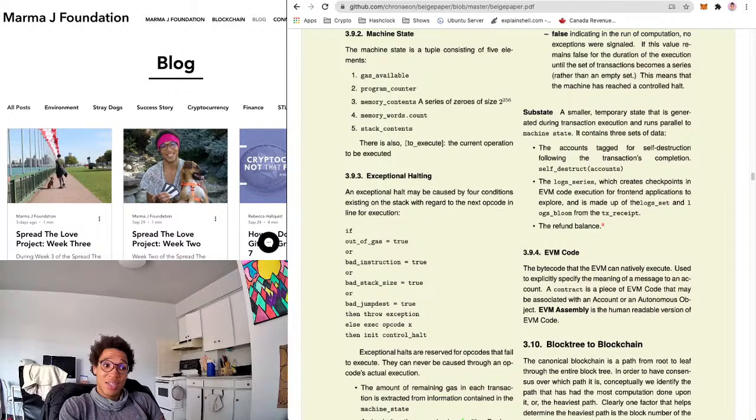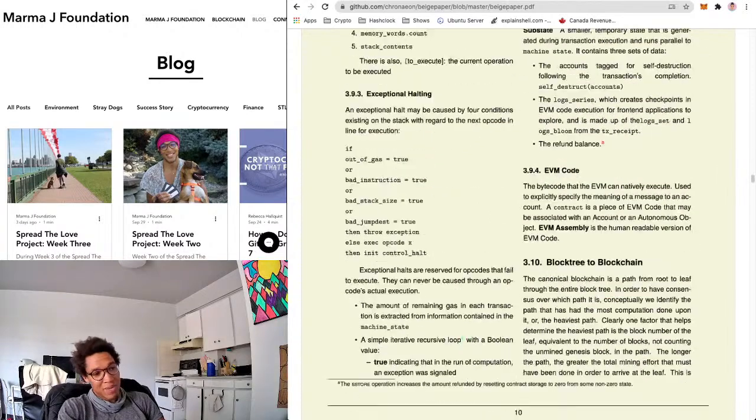Honestly, seeing stuff laid out like this is so much simpler. All these words at the top, you could have just written this, man. I would have. Anyways, exceptional halts are reserved for opcodes that fail to execute. They can never be caused through an opcode's actual execution.